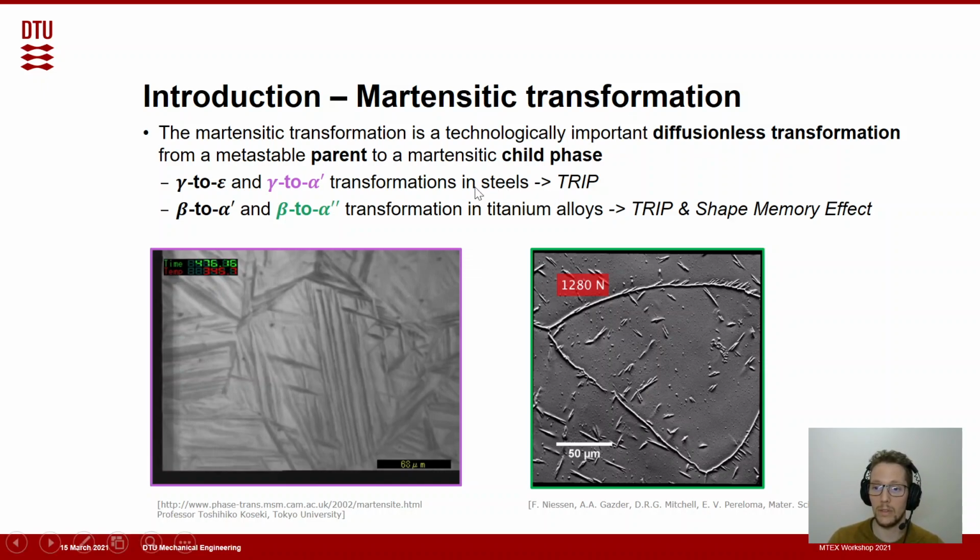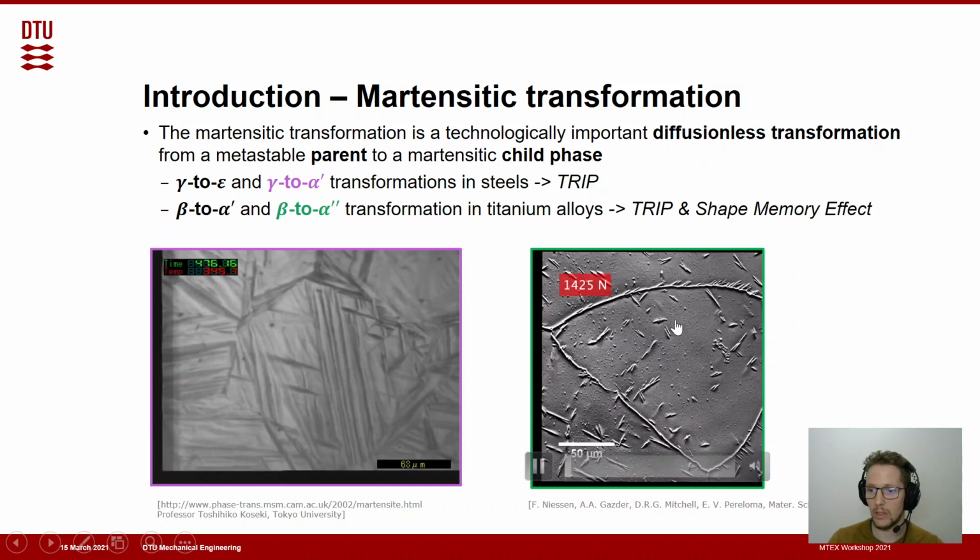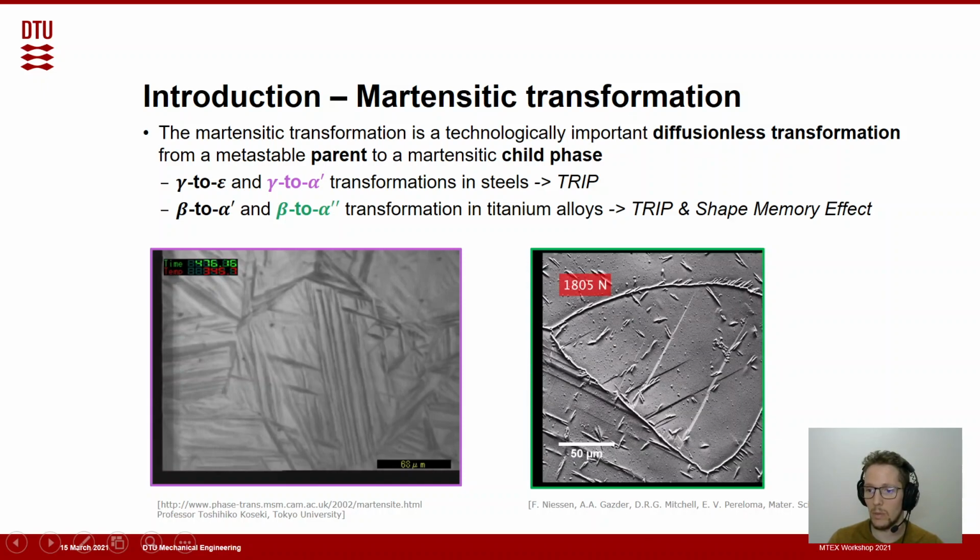So we also have transformation in titanium alloys. We can have a look at this example where we form a phase called alpha double prime in beta. This is during deformation here.